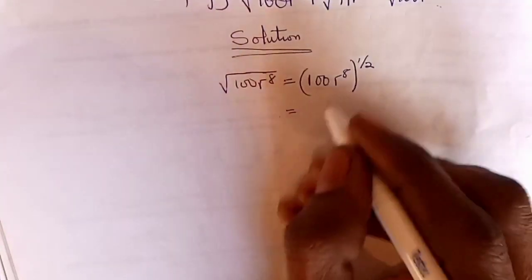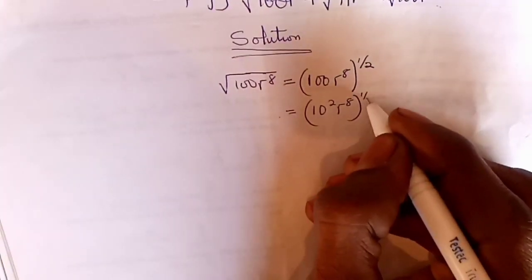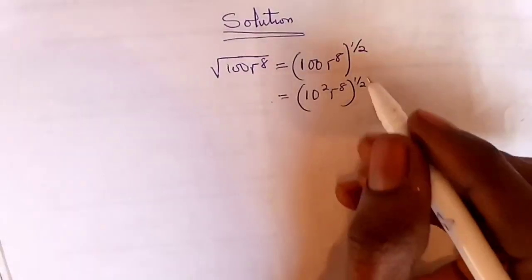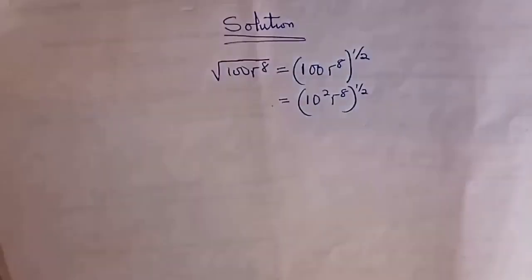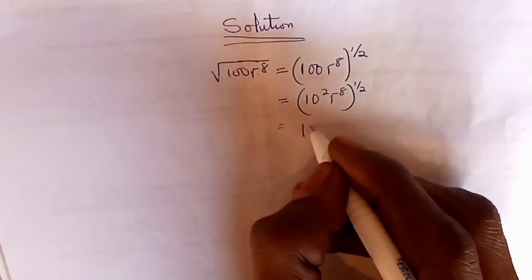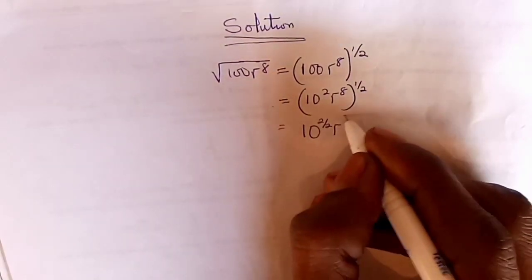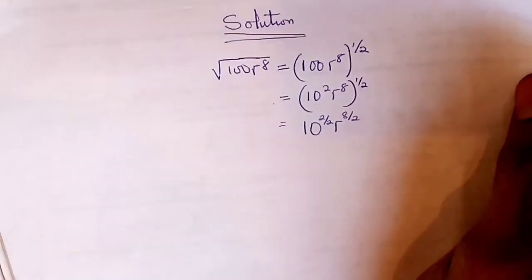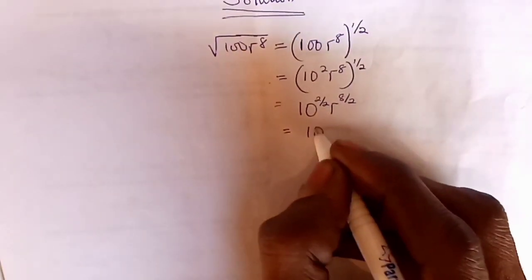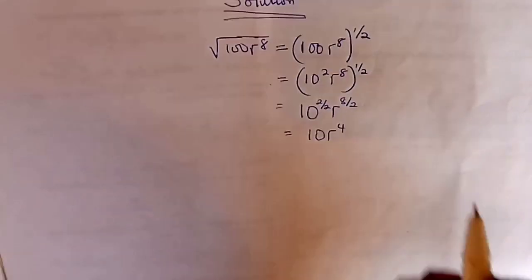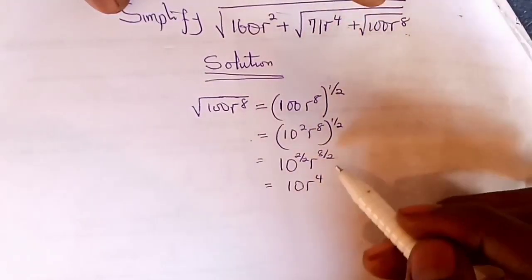Now this can further be written as (10^2 r^8) all to the power of 1 over 2. According to the law of indices, the 1 over 2 has the right to multiply the powers in the bracket. So in this case we have 10 raised to the power of 2 divided by 2, then r to the power 8 all over 2. So lastly, for this square root, we have 10 raised to the power of r^4. Now the value of this square root is 10r^4.